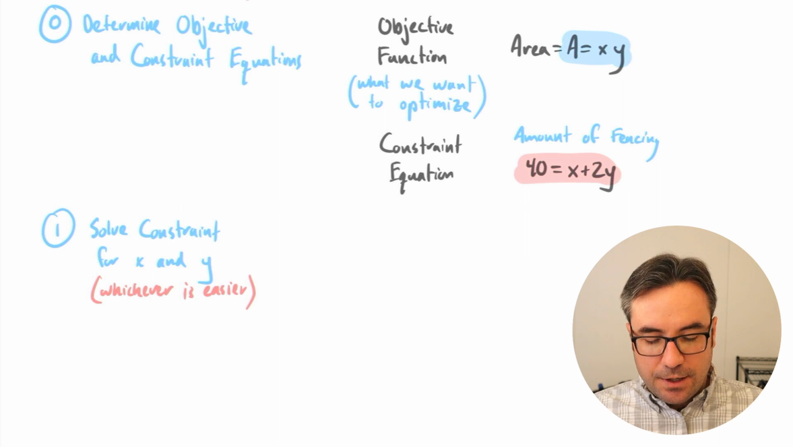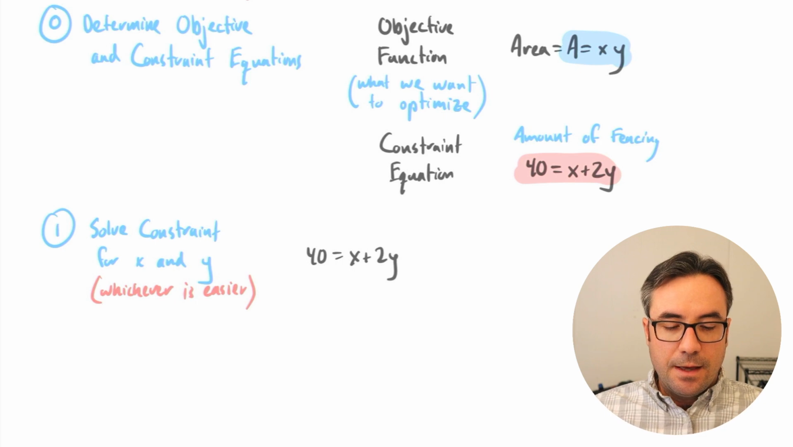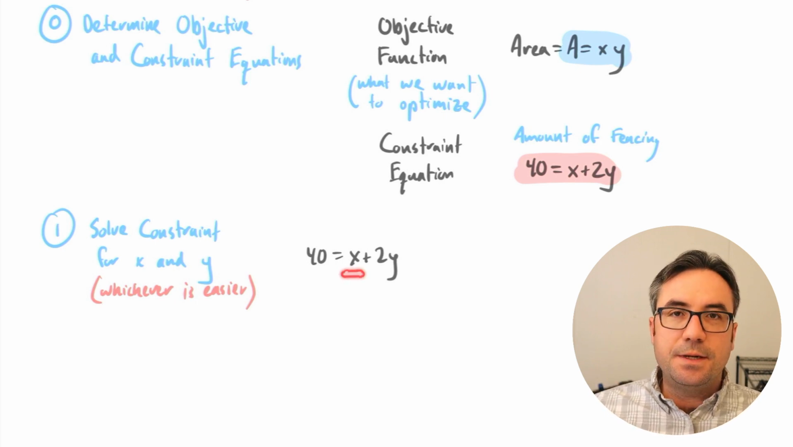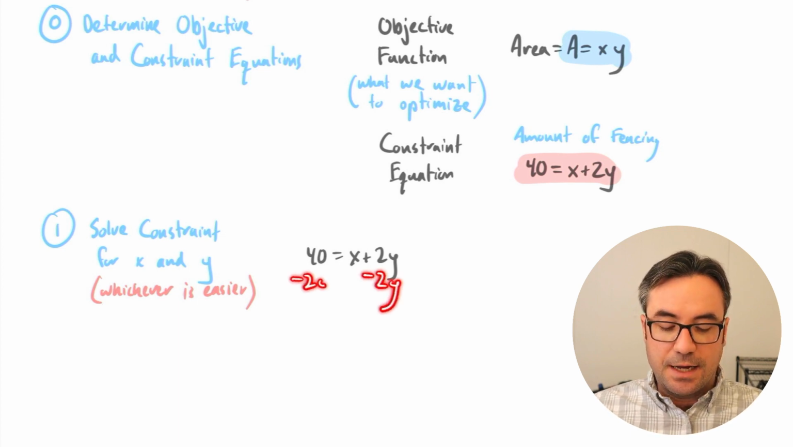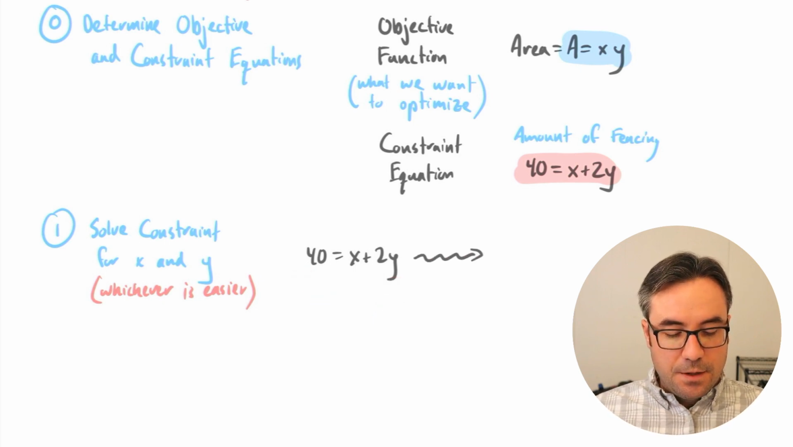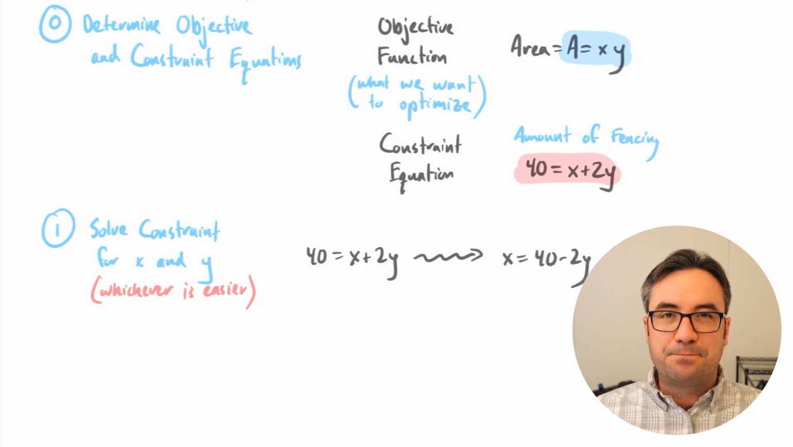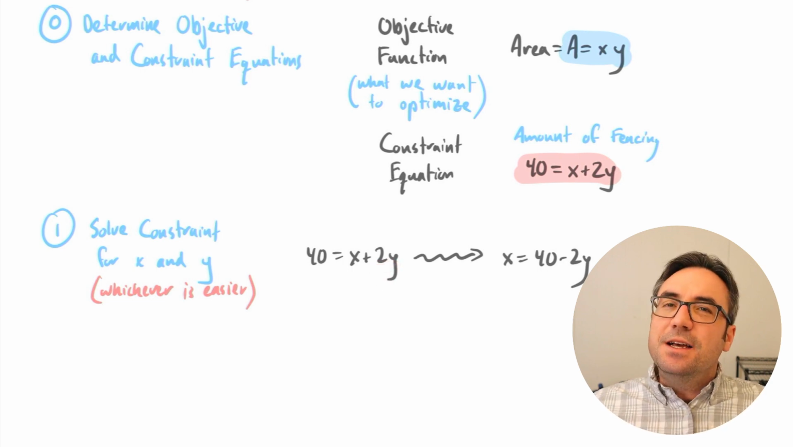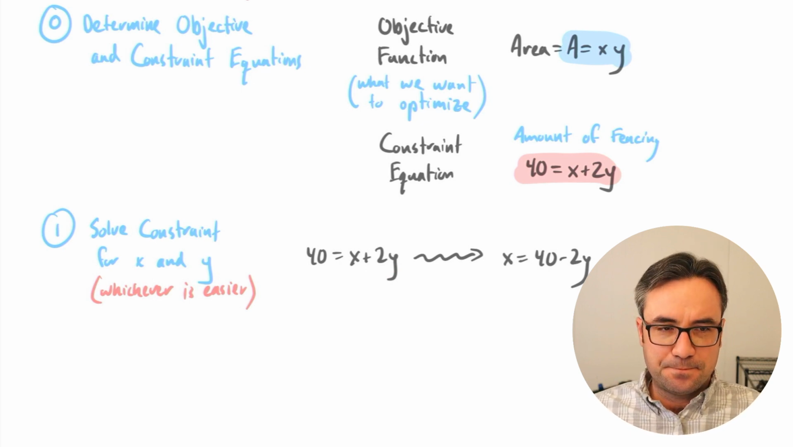So let's write down our constraint equation. 40 is equal to x plus 2y. So there it is. There's not too much of a difference, but I think this equation is a little bit easier to solve for x, because all I have to do is subtract 2y from both sides, and then I'm done. So I get x is equal to 40 minus 2y. If I had to solve for y, then I'd also have to divide by 2. It's just one extra step. Just makes it a little bit more complicated.